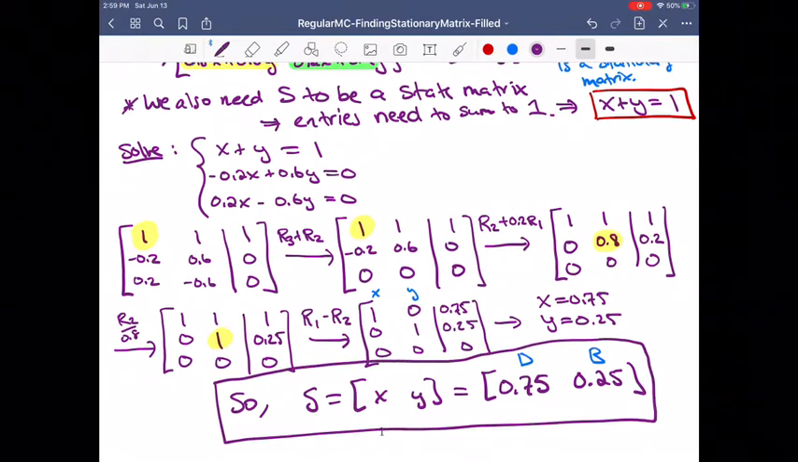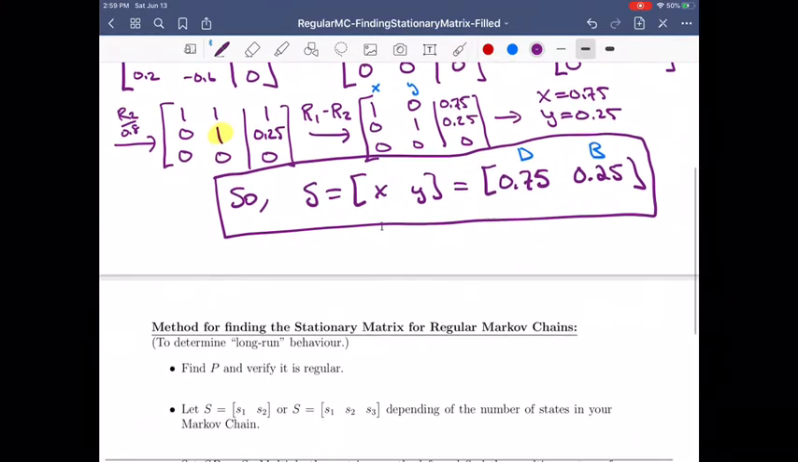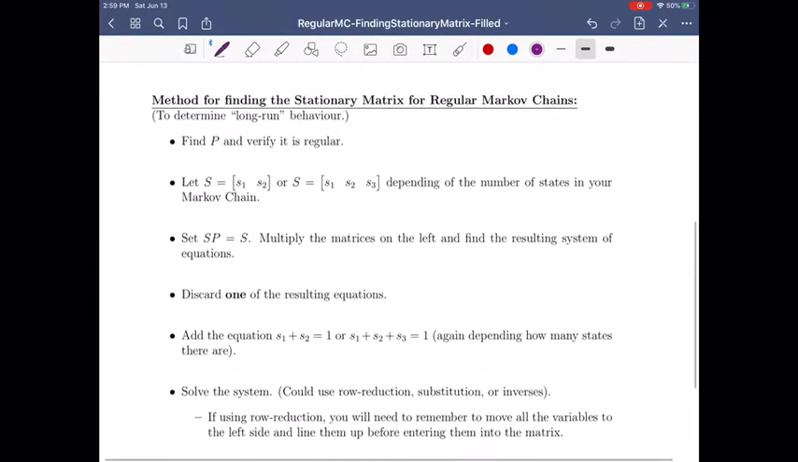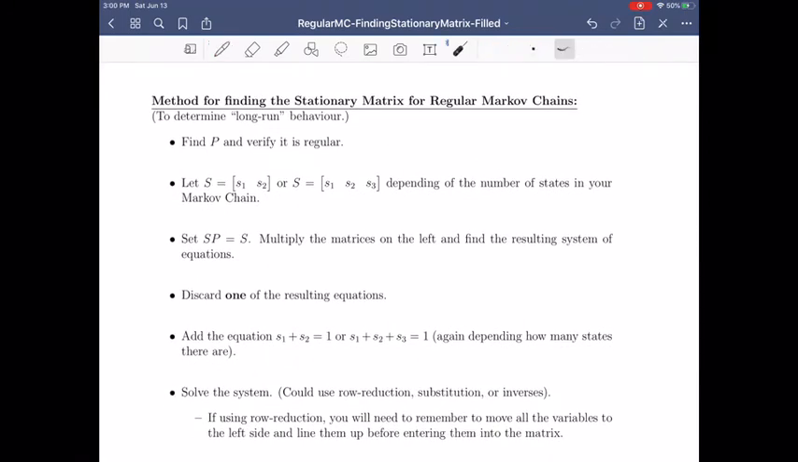Okay, so what did we just do? On the next page, I wrote this method. So this is to determine long-run behavior. The question might ask you, in the long run, what do you think will happen? Or what's the probability that this happens? Or it might say, eventually, what's the probability that this thing happens?